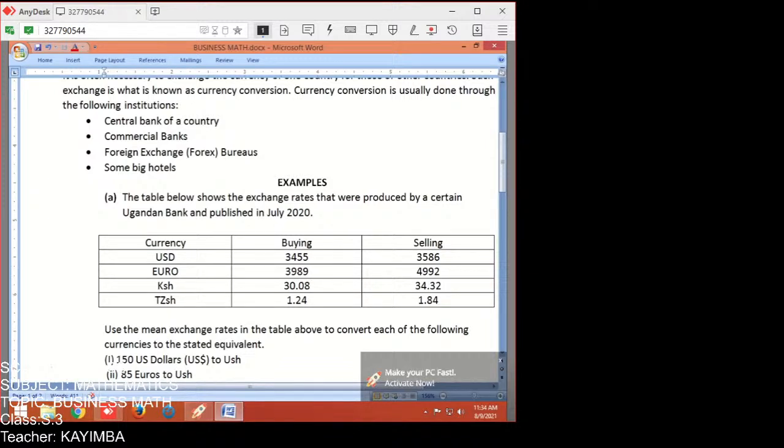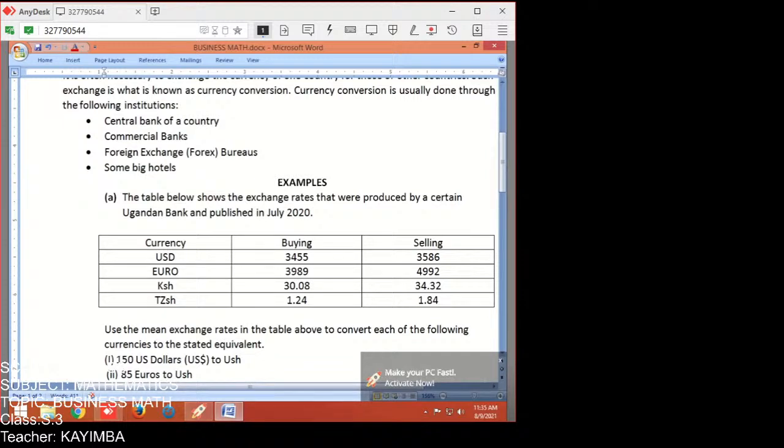I didn't capture the bank for security purposes, and maybe the exact date I didn't capture. But anyway, that was the paper in which they were published. So they must be published in a newspaper, but I didn't capture the paper. The currency is US. This was in 2020. Remember, we are in 2021. Don't forget, my dear friends, we are in 2021.